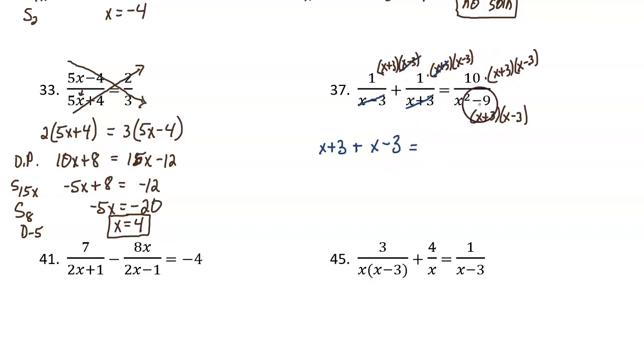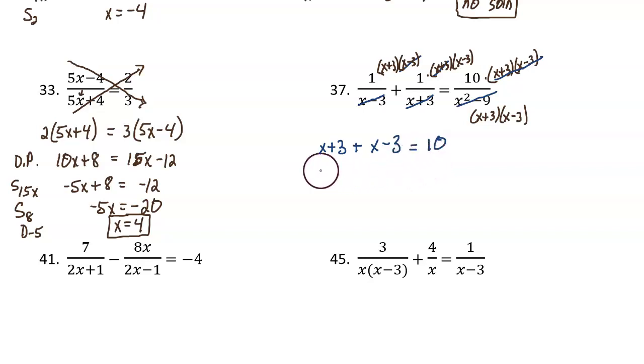Let's do some work over here. Is anything going to cancel out? Remember how x squared minus 9 was just the same thing as this? So this will cancel out both of those factors. And what's left is the 10. By multiplying all the terms by the lowest common denominator, we've created an equation that has no denominators at all.